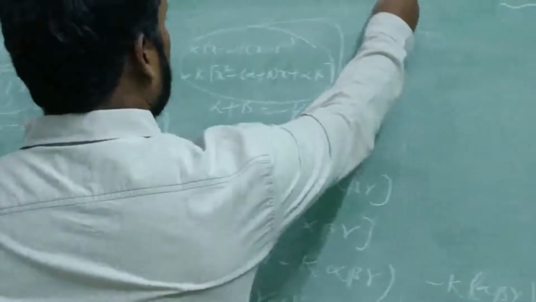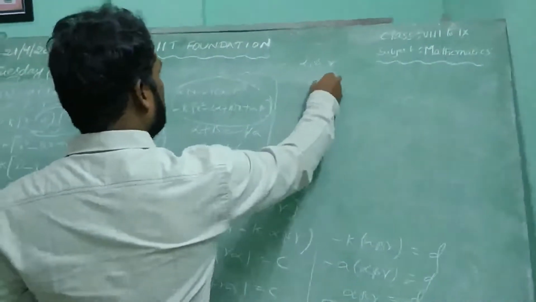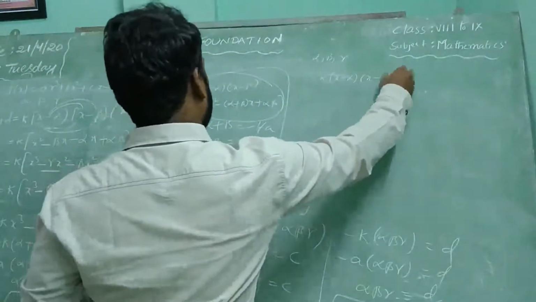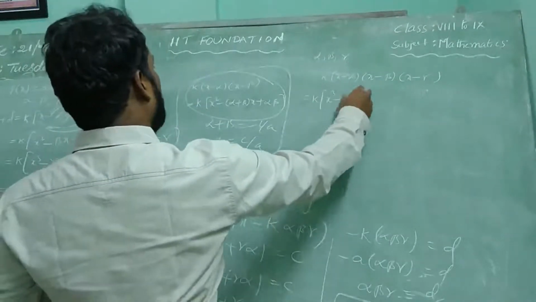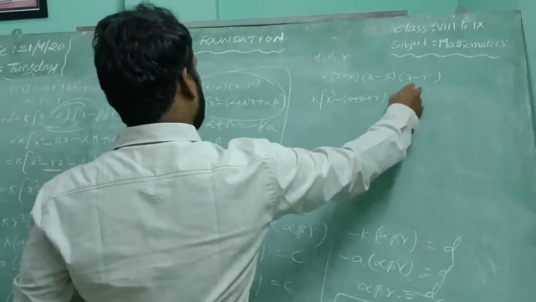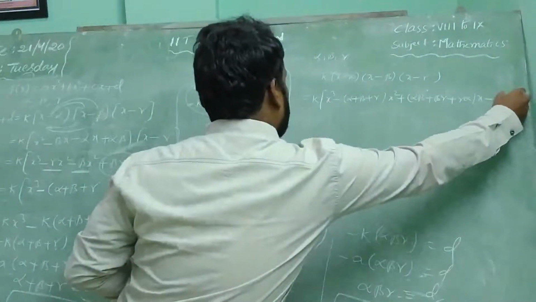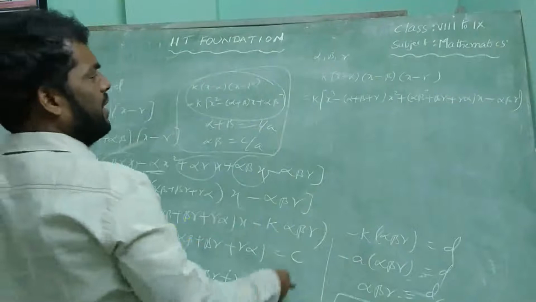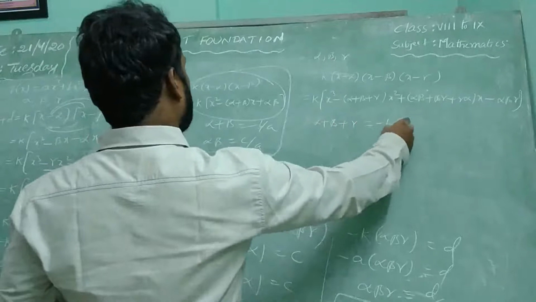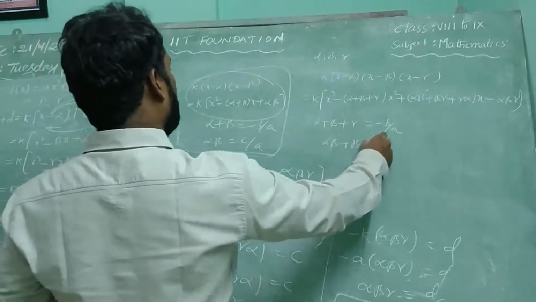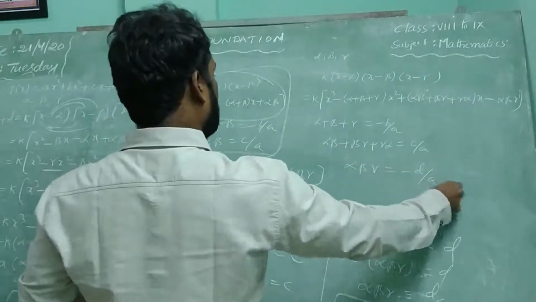If it is a cubic polynomial, alpha, beta, gamma are the zeros of a cubic polynomial, then the cubic polynomial is k into x minus alpha into x minus beta into x minus gamma. If you modify it, k into x cube minus alpha plus beta plus gamma into x square plus alpha beta plus beta gamma plus gamma alpha into x minus alpha beta gamma. Here the relationship between zeros and coefficients: alpha plus beta plus gamma is equal to minus b by a. Alpha beta plus beta gamma plus gamma alpha is equal to c by a, and alpha beta gamma is equal to minus d by a.